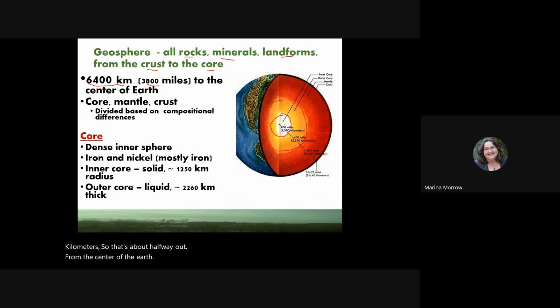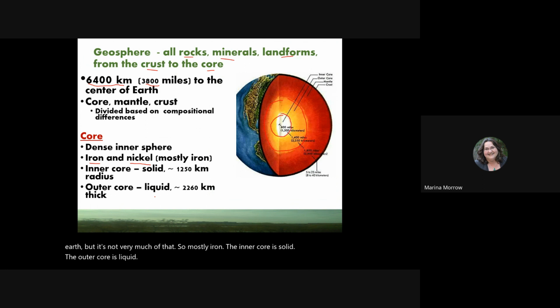And so anyway, these two make up a lot of it. Now, they are both iron and nickel, mostly iron, 90% iron. And other metals like gold and stuff will have sunk down into the center of the core of the Earth, but it's not very much of that. So mostly iron. The inner core is solid. The outer core is liquid.